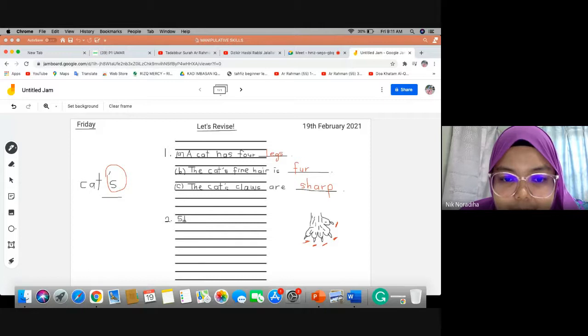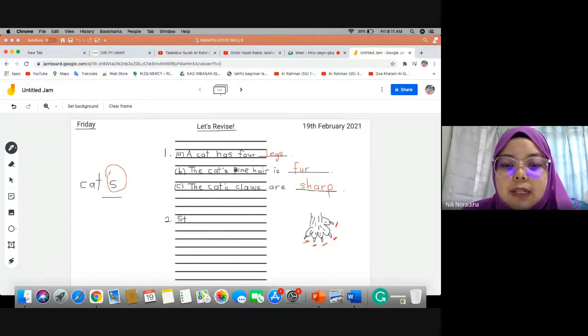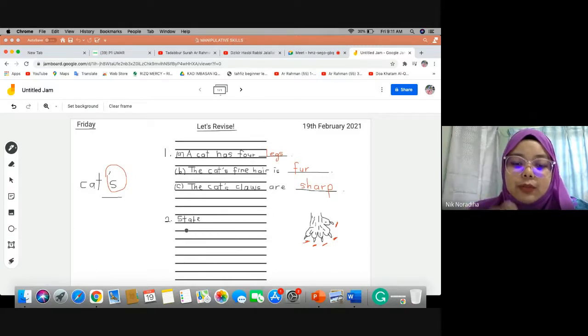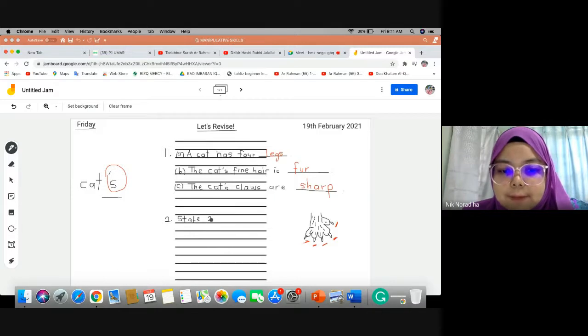Okay, just now Fatima hasn't done, right? You can look at the first question. State. State means you have to give, okay? You have to write. State 2 ways.